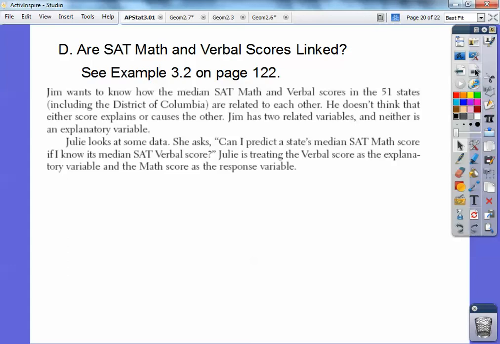On the other hand, Julie looks at some data and asks, can I predict a state's median SAT math score if I know the verbal score? So Julie's treating the verbal score as the explanatory to see what the response math score would be. Okay, so here Julie's using the explanatory and response, where Jim's not. They don't count for either one with him.